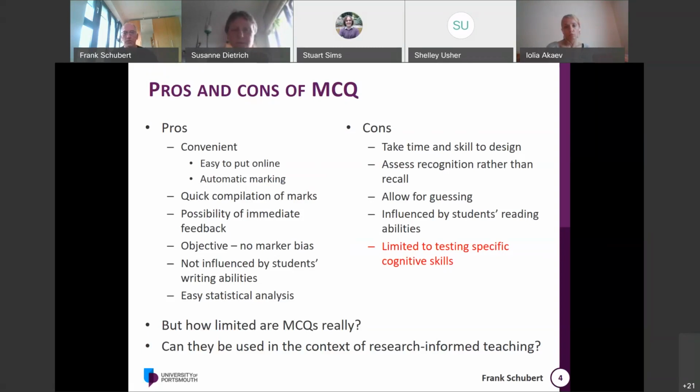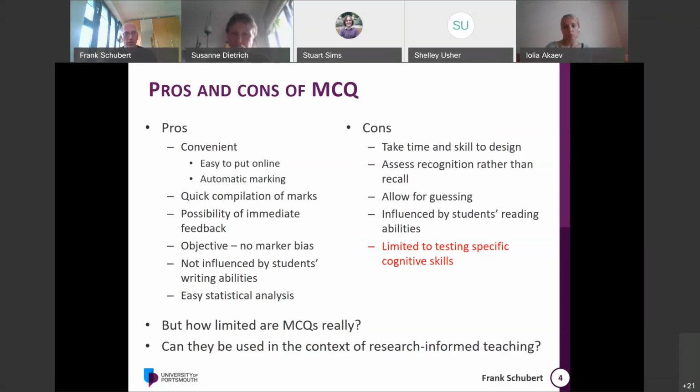There are, of course, also disadvantages. And one of the things really that we often forget is how much time it takes to design MCQs effectively. And hopefully we get some ideas from what we are discussing later on in the case studies. It's really a problem that one of the main issues about MCQs is that students have to recognize answers. So what we are assessing is the ability of the students to recognize the correct answer rather than recalling knowledge that they have in their head.